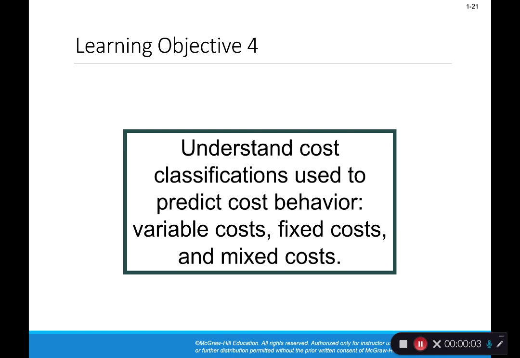Up to this point, we've classified costs as whether they're product cost or period cost, whether they're direct or indirect costs, which determines where they show up on the financial statements. Now we're going to change course a little bit and start talking about how costs behave. That's going to help us determine how costs will react in the future based on changes in sales or production. So understanding cost behavior is really going to help us to predict future costs. Very exciting stuff.